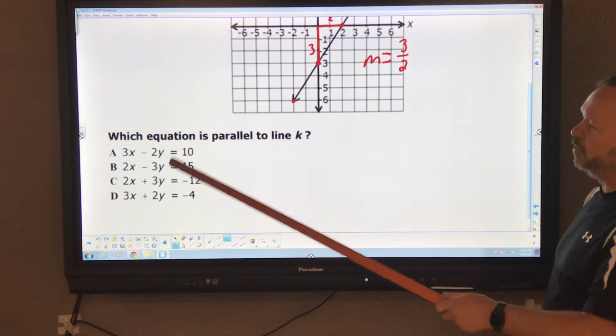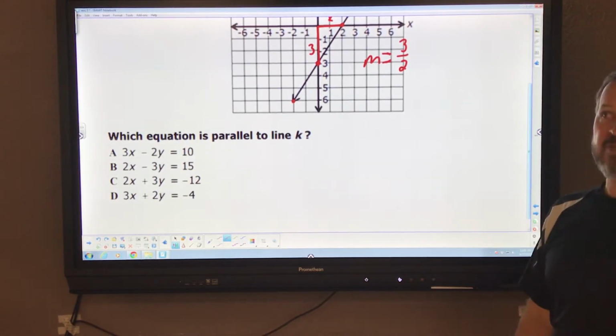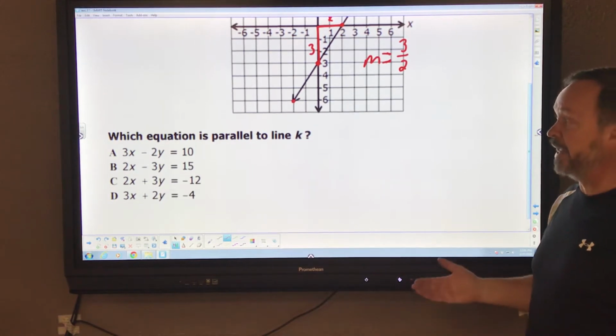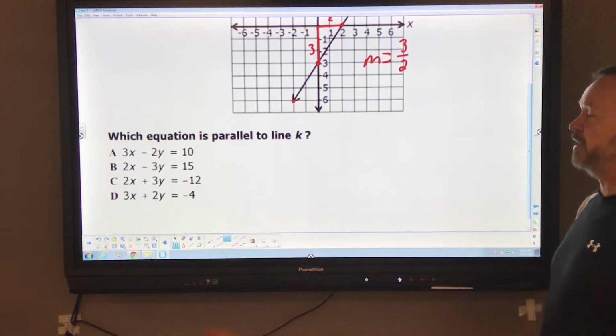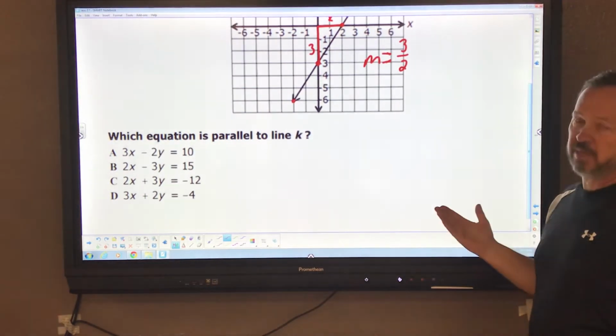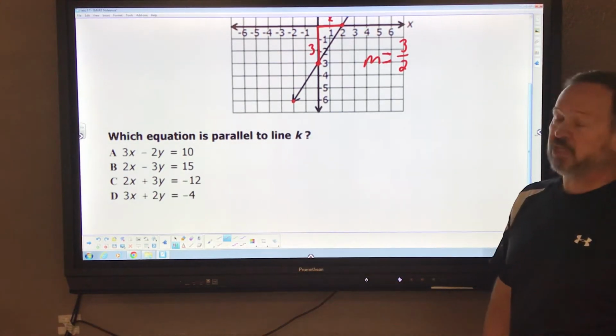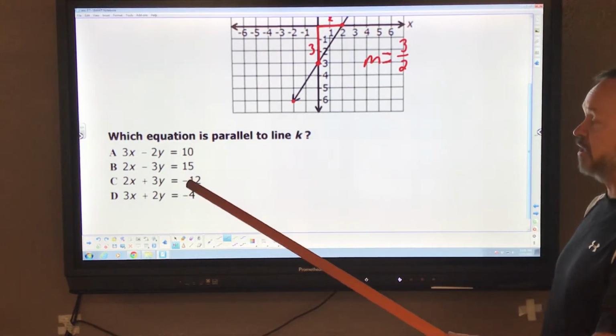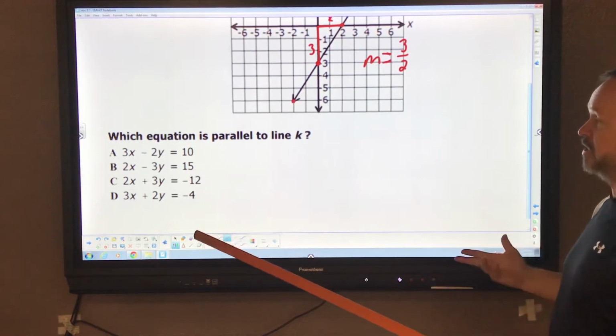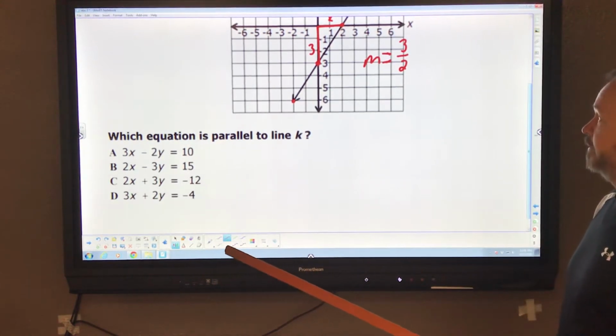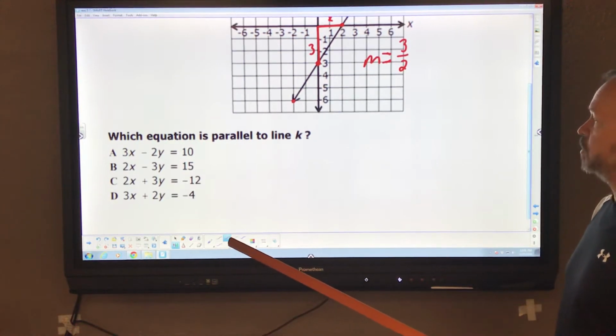The problem with all three of these is you can't see the slope by looking at the line. Why? They're not in the right form. They're in standard form, not in slope-intercept form. So it would be really nice if those were all solved for y, and they are not. So the first thing you'd have to do is solve each of them for y, and then see who has the correct slope. The right answer, I believe, is A.